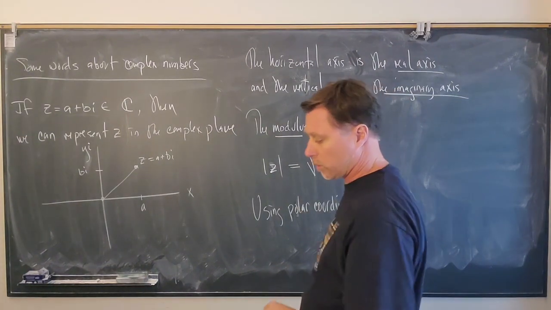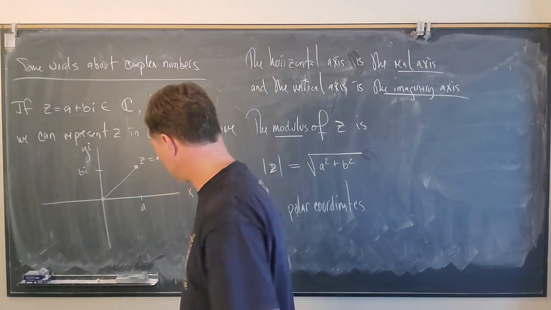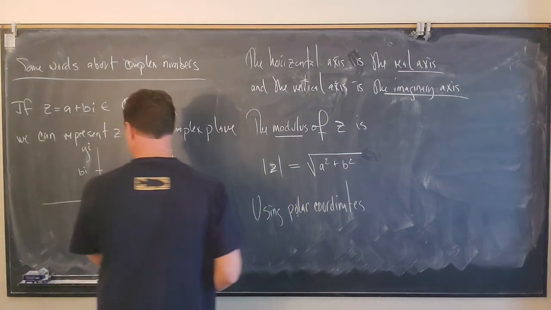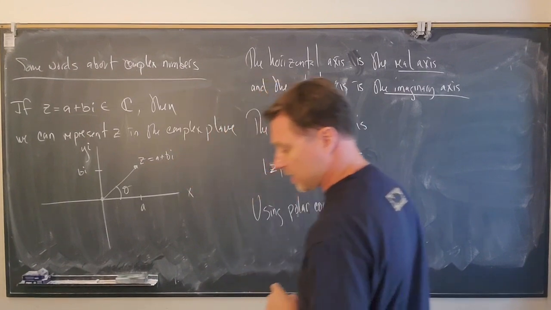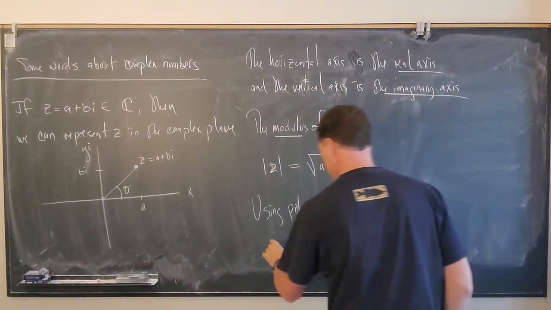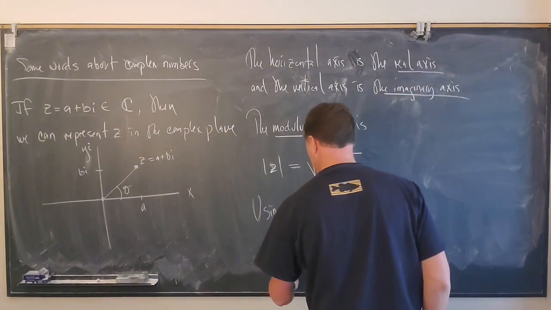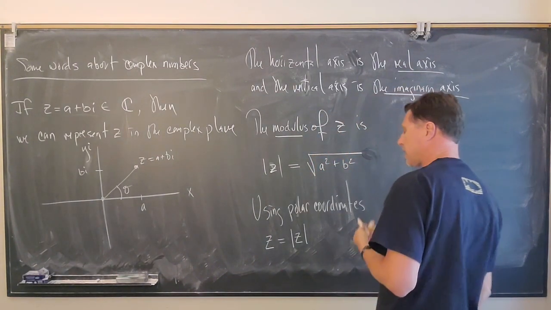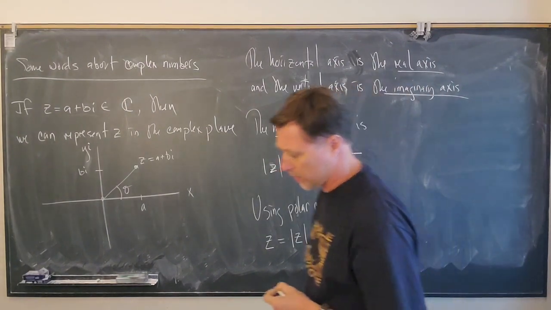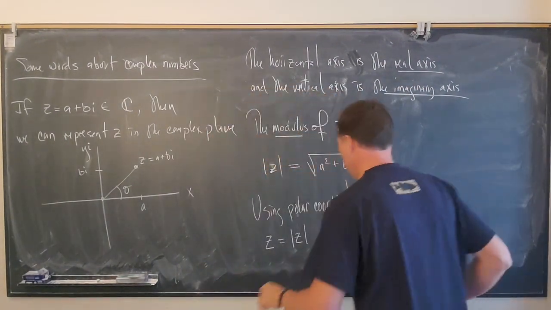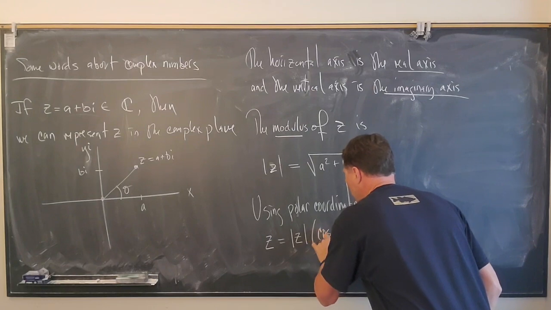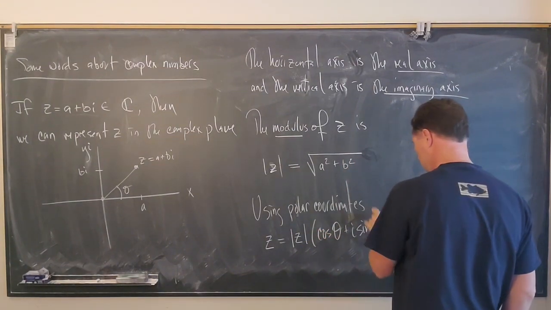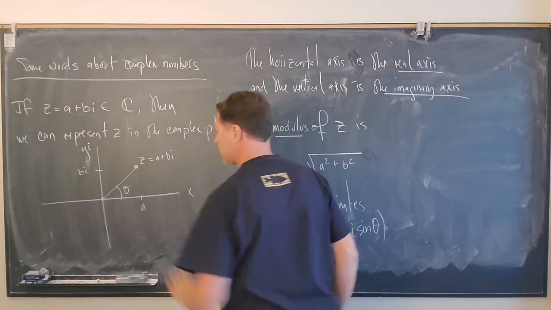let's see how that would work. We could take an angle right there, and then what we would get is that z equals the length of z, or the modulus. I sometimes will slip and say the length. The modulus of z times cosine theta plus i sine theta, where this angle right here is theta.